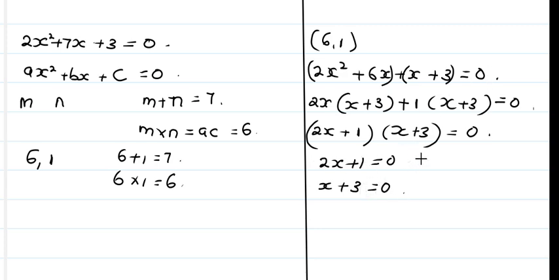So in this case, 2x plus 1, I can say 2x is equals to, I take 1 on the other side, which will be negative 1. And then to get x, I can divide both sides by 2. And now I get x is equals to negative 1 over 2. And here, x plus 3 is 0. So when I take 3 on the other side, it will be x equals to negative 3. So the solutions become x equals to negative half and x equals to negative 3.